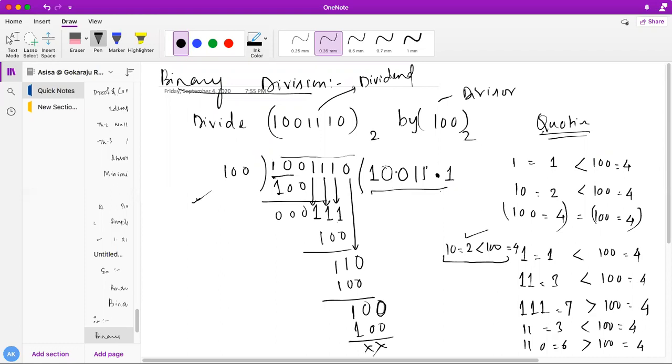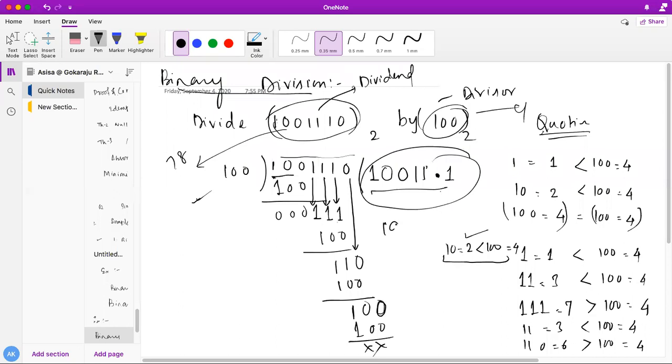You can also perform the decimal equivalent. This is actually for cross checking: this is 78 and this is obviously 4. If I perform this, it will be 19.5. If you divide 78 by 4, it will be 19.5. You can cross verify your result like this also. So this is very important, students, the binary division. This is the way you can perform your division.